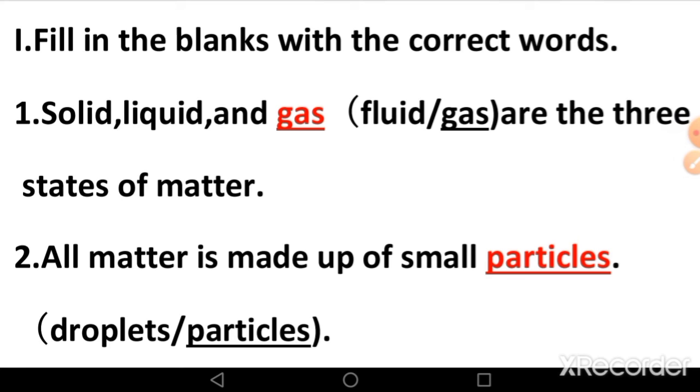Second, ALL, MATTER, IS, MADE, UP, OF, SMALL, PARTICLES. All matter is made up of small particles.